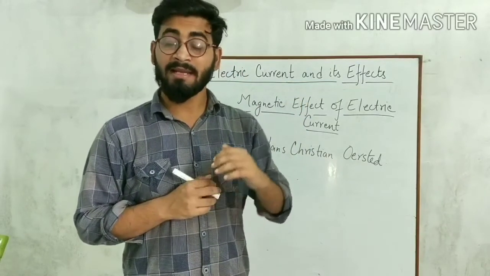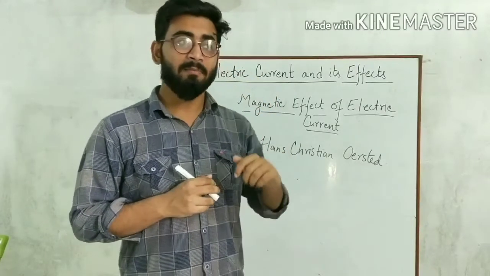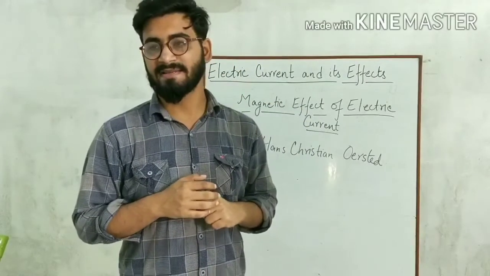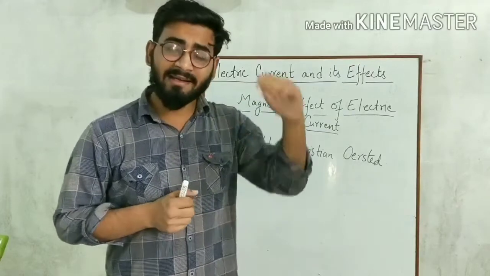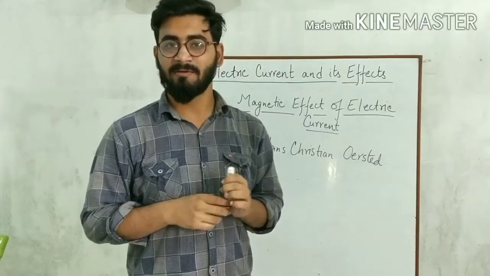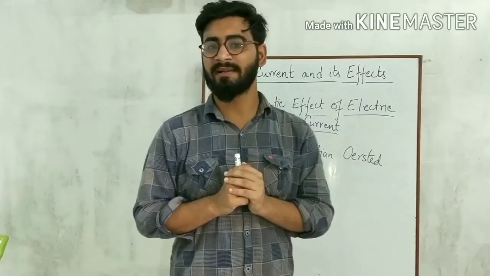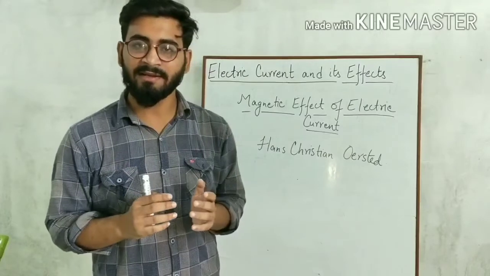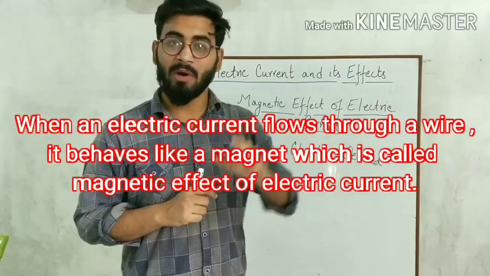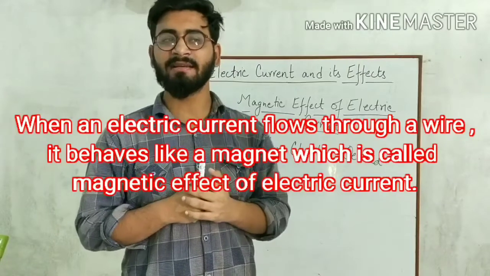So we can say from here that when an electric current flows through a wire, the wire behaves like a magnet, and this is known as the magnetic effect of electric current. So what is the magnetic effect of electric current? When an electric current flows through a wire, it behaves like a magnet. This is known as the magnetic effect of electric current.